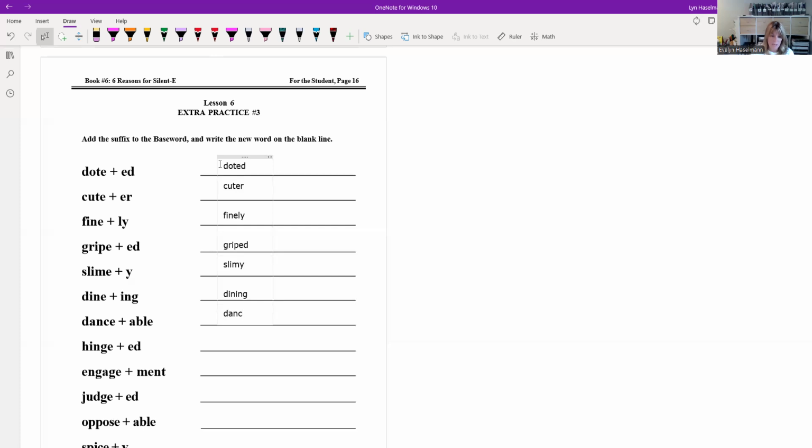Danceable. Now this is one that is confusing because you need to keep your silent E. The silent E is there to make the C say S. And if you dropped it, it wouldn't say that anymore. That is kind of an exception one. Hinged, drop your E.